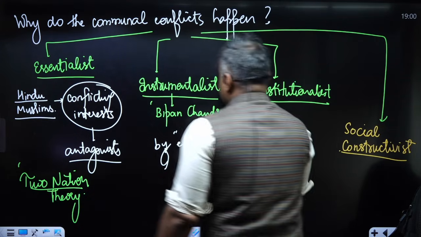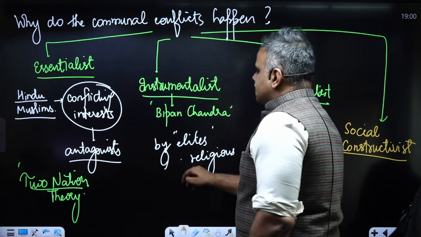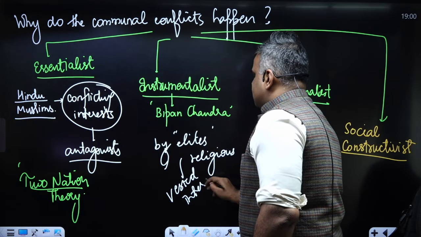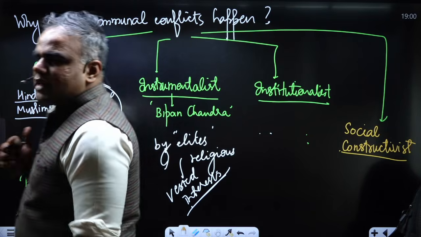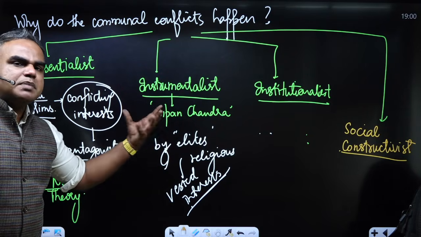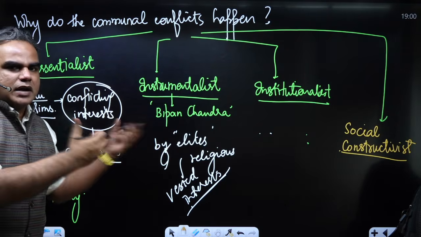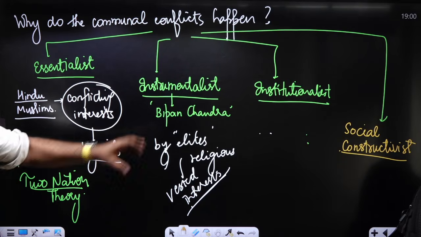Now, of course, these elites can also be religious elites, and these elites would have certain vested interests. It is precisely because of these vested interests and the mobilization by the elites that the people are fighting. Otherwise, the people would not have fought just because of themselves. This is the instrumentalist theory. So one, there is the essentialist theory; second, there is the instrumentalist theory.